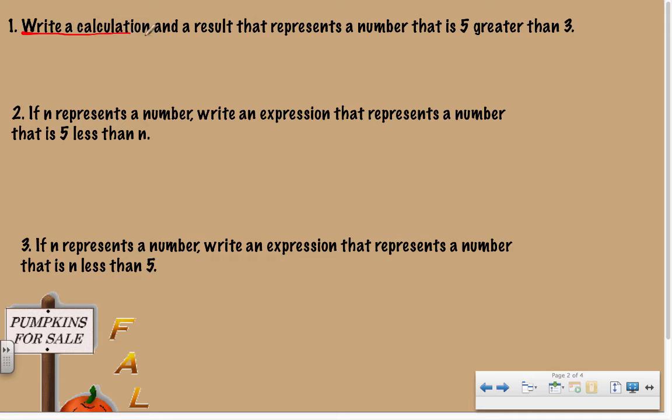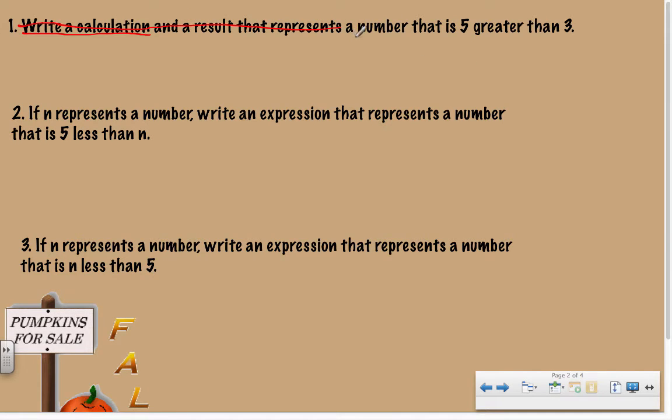Write a calculation. Oh, that's fancy for write in terms of math. So this is how I do a word problem. As I understand something, I cross it off. Okay, understand, write a calculation, and a result. I'm not worried. I don't understand that. That represents a number that is 5 greater than 3. Oh, okay. So I just want to translate all this into math.